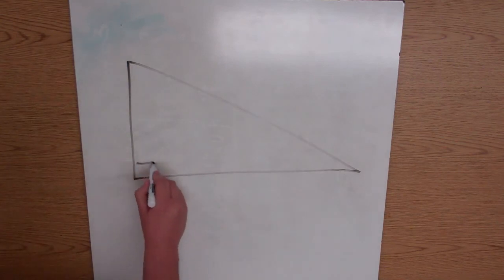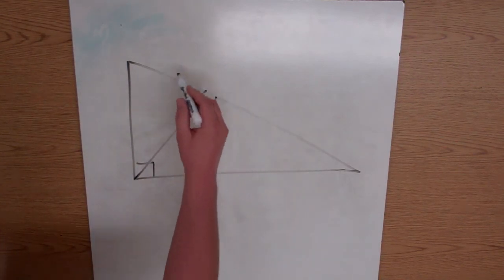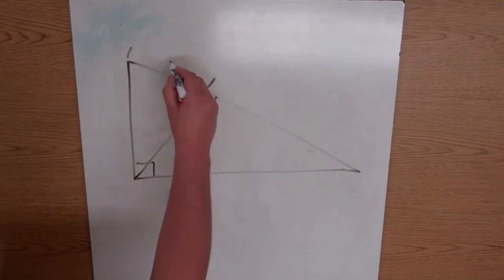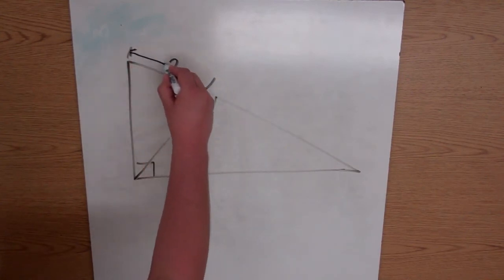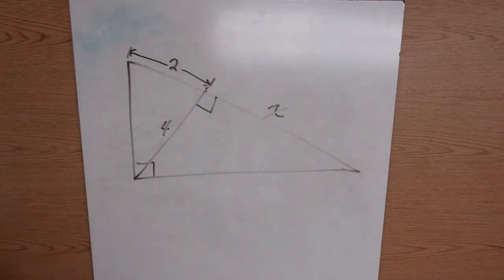Hopefully you can see that. All right, we draw our altitude here. We know from here to here is 2, and we know this is 4, and we want to find x. Okay, we want to find x.